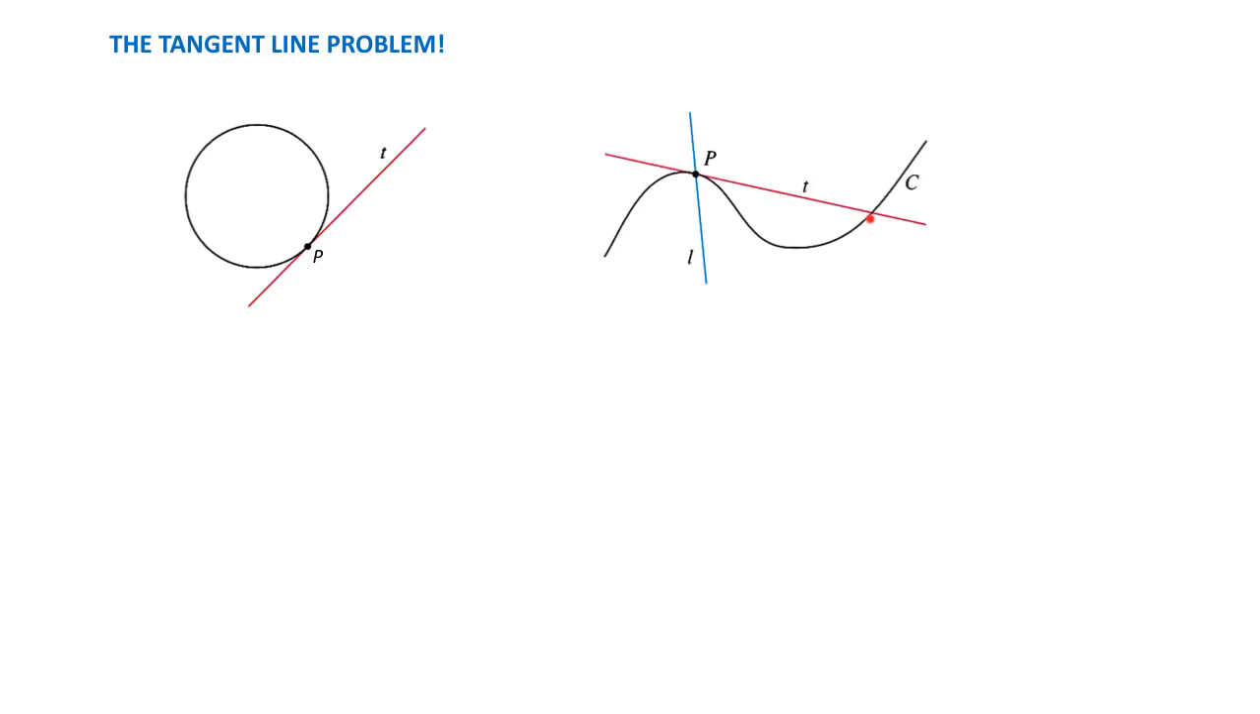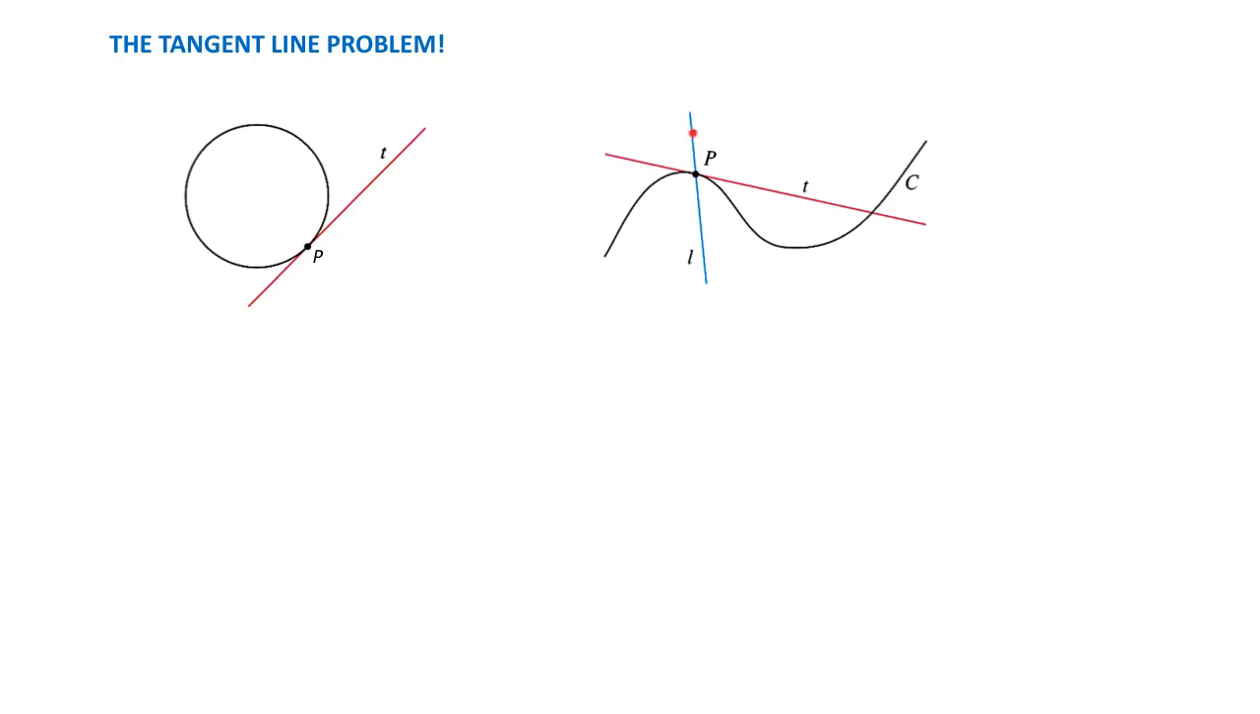But then we were told in the old days that a tangent line should only touch the graph at one point. So how can it be that it touches the graph at two different points? Yes, it seems to be tangent at P, but then it's also intersecting the graph at this point right here. So obviously something is wrong.